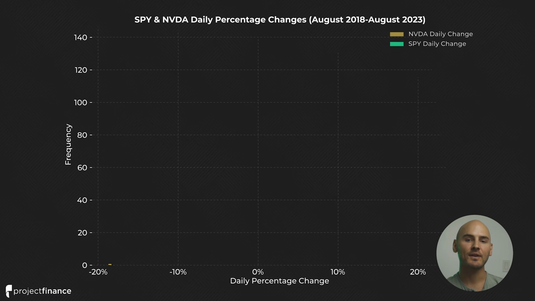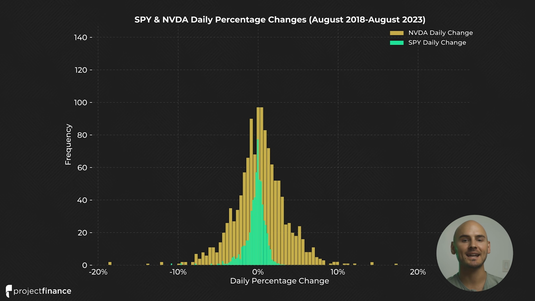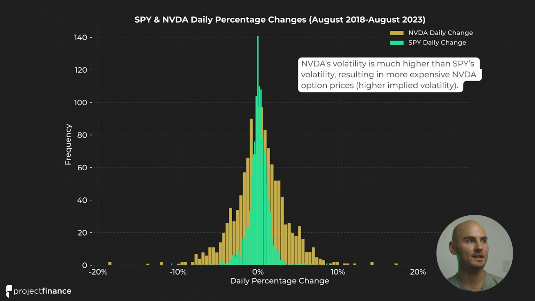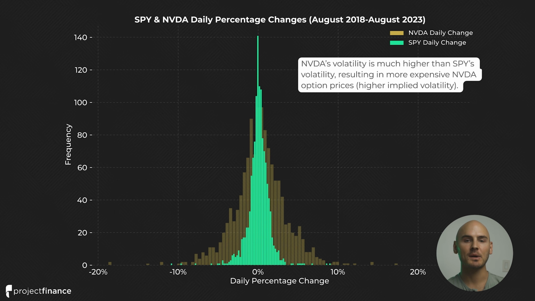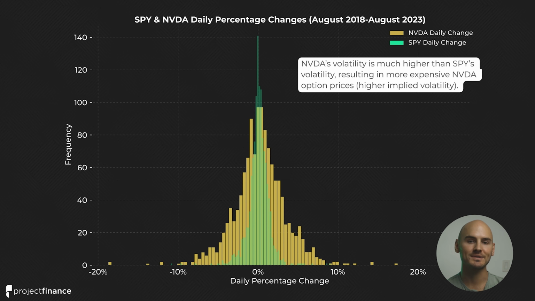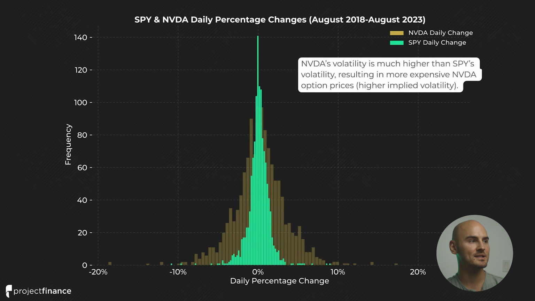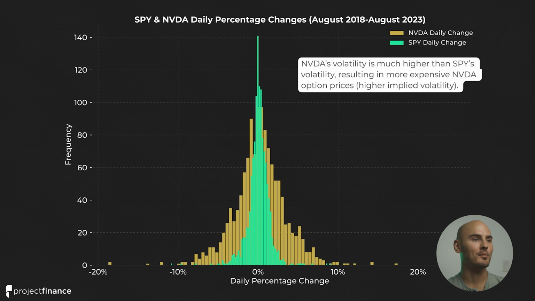What I did was I went back 5 years and I made a histogram of the daily percentage changes in SPY and Nvidia. As we can see, the green bars represent SPY's daily price changes, or the frequency of the daily price changes. And we can see that the daily price changes of SPY are much tighter, much lower than the daily price changes observed in Nvidia. So Nvidia's stock volatility is much higher than SPY's stock volatility, which results in more expensive Nvidia option prices and therefore higher implied volatility, aka higher option prices on Nvidia as compared to SPY.